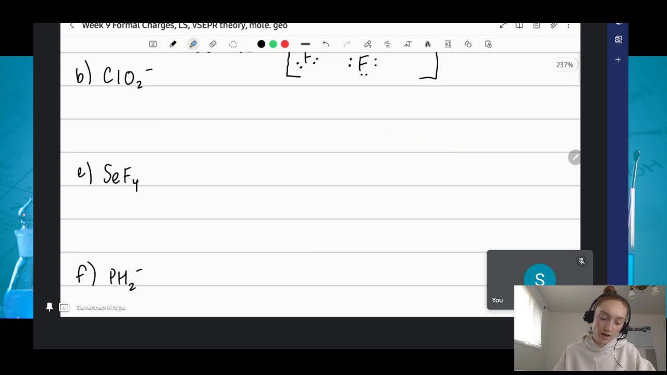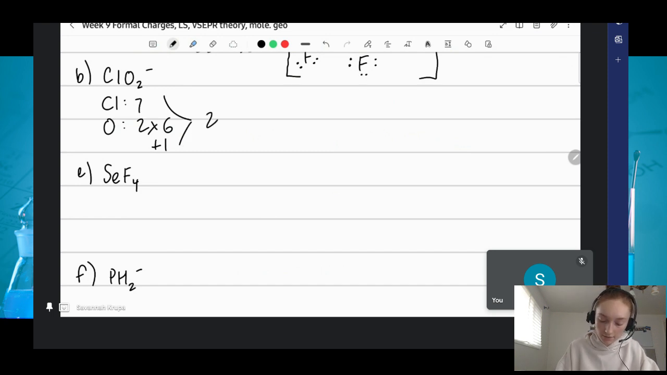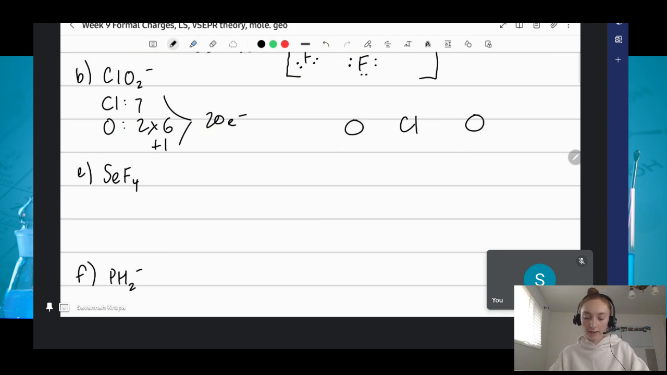And we have chlorine oxide here, or chlorine and an oxygen, 2 of them. So we have 1 chlorine, and that has 7, and then we have 2 of the oxygen times 6, since oxygen has 6 valence electrons, and it has a minus charge here, so let's add 1 more. And so when we add up all of those together, that'll be a total of 20 valence electrons. And just as before, we can safely assume the chlorine is going to be in the middle here, and the oxygens will be surrounding the chlorine.